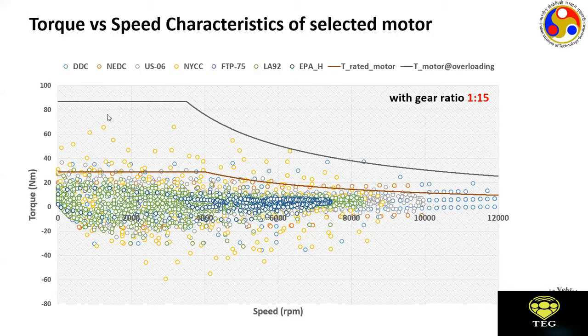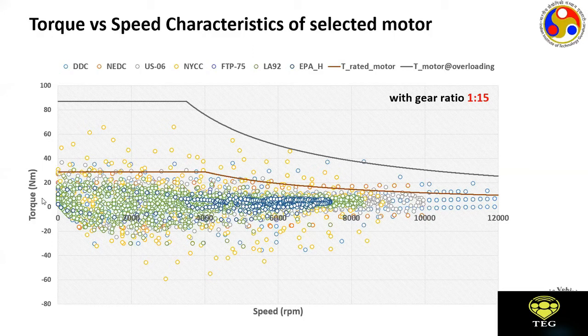Now this black curve gives me the peak performance of the motor, and the brown curve gives me the rated performance of the motor. If you see all the operating points, all the colored circles, they are within the black curve. Nothing goes beyond the black curve. That means the motor can meet all the torque requirements of the vehicle.